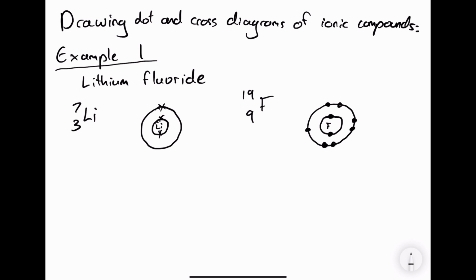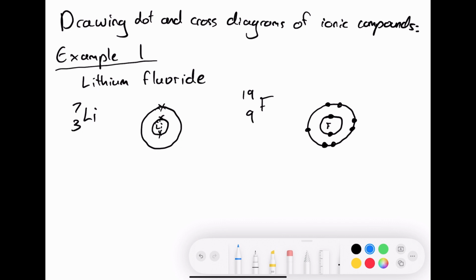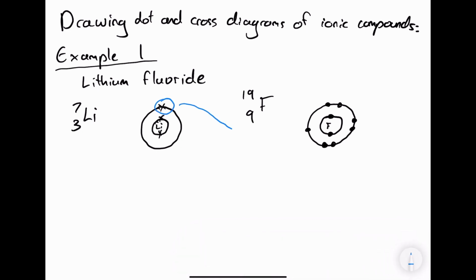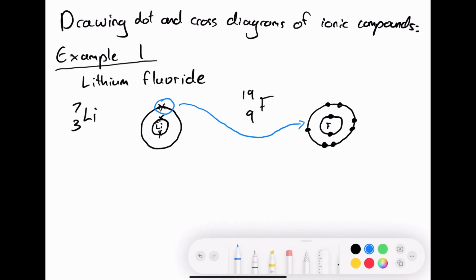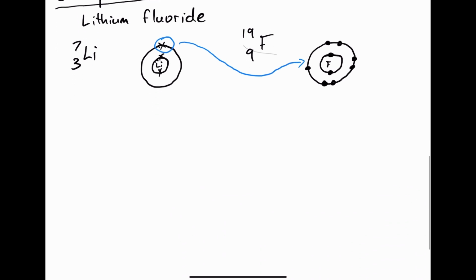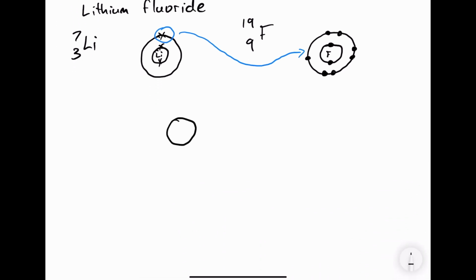So lithium has 1 electron in its outer shell that it needs to lose, and fluorine has an outer shell that's missing 1 electron to be stable. So the electron in lithium's outer shell will be lost and transferred to fluorine. So if we draw this now as the 2 ions, lithium now only has 1 shell with 2 electrons, and it's an ion. Don't forget the square brackets, and we're going to show the charge of positive.